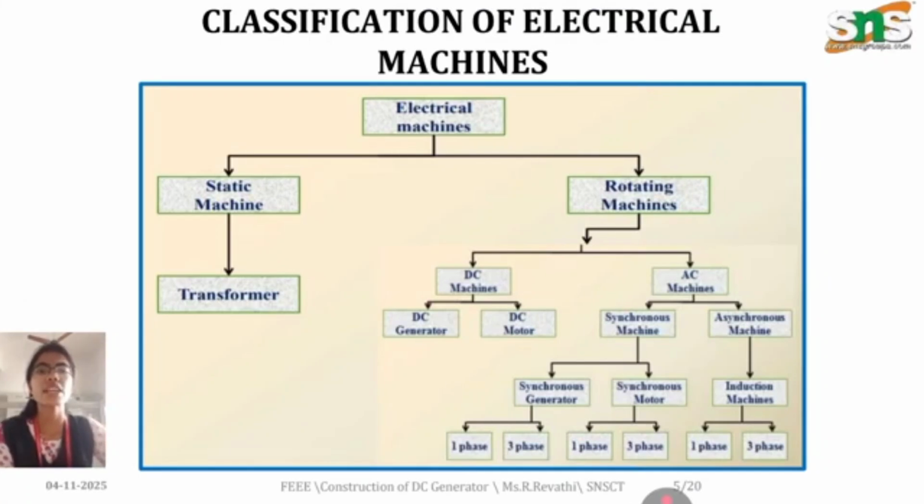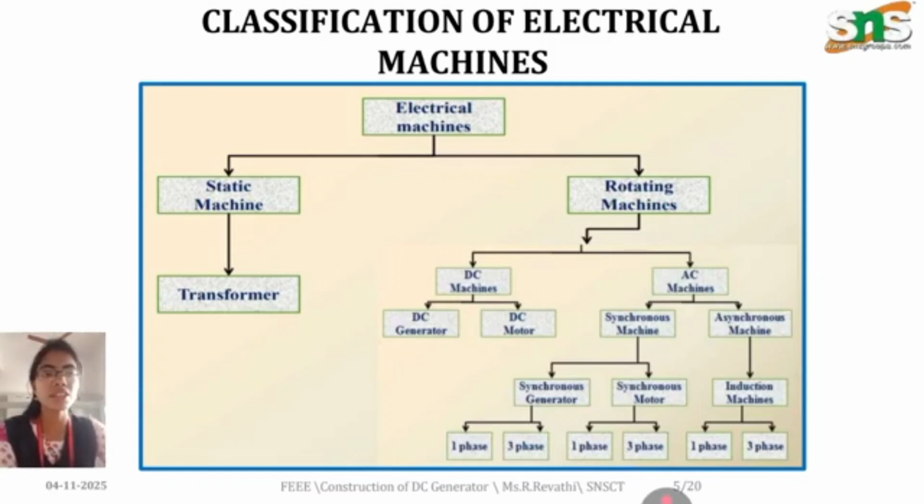The classification of electrical machines is into static and rotating machines. Static we have already discussed, that is the transformer. Rotating machines are DC machines or AC machines. In DC machines, there are two classifications: DC generator and DC motor. AC machines are further classified into two types, synchronous machines and asynchronous machines. DC machines have only these two classifications, but in AC machines, the synchronous machine is further classified into synchronous generator and synchronous motor, while the asynchronous machine is classified into the induction motor.